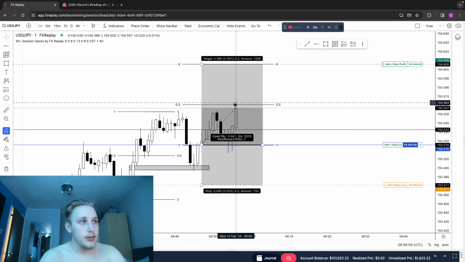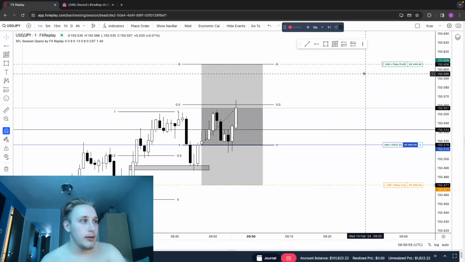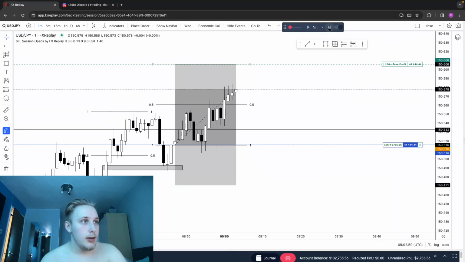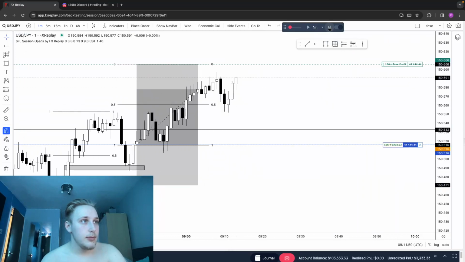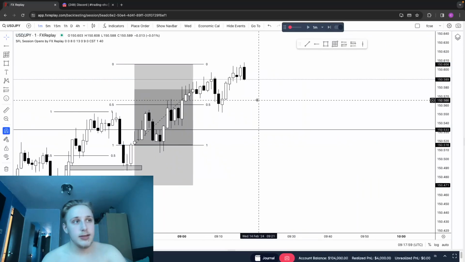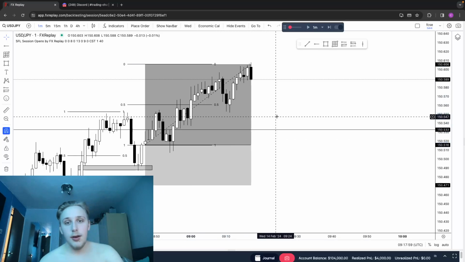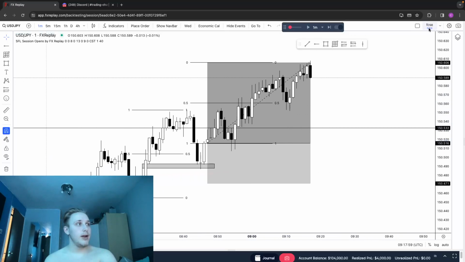Price comes up to TP1. Now we can get rid of our stop loss, and now we break even. And now price comes and tags us out for a 2R, which is nice. Nice trade. That was a very good trade.